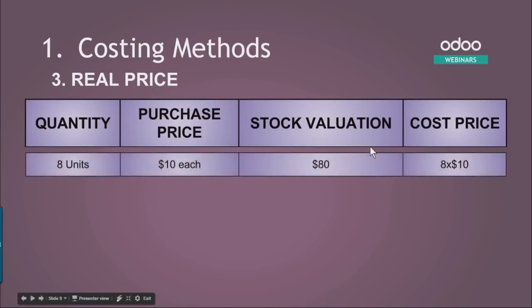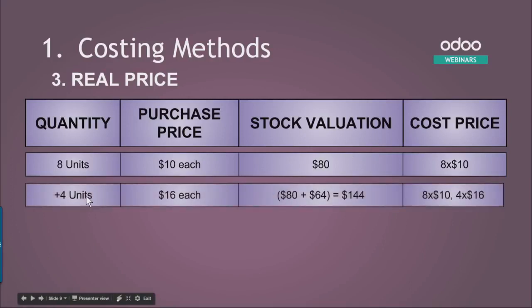So, for example, let's say we receive our first 8 units at $10 each, bringing our stock value to $80 total. That's the same as it was when we did standard and when we did average. No changes yet. But then when we receive 4 more units and bring those into stock at $16 each, a higher price, it brings our total valuation to $144, just like an average. However, because this is the real price method, Odoo does not recalculate the cost of your 12 products and take an average. It doesn't do that. Instead, notice that it actually keeps track of those separate quantities at their original price.